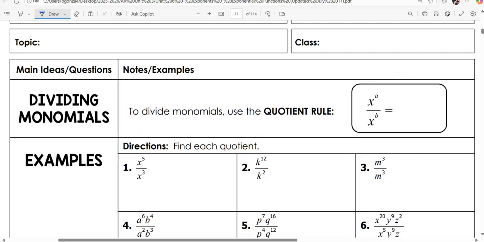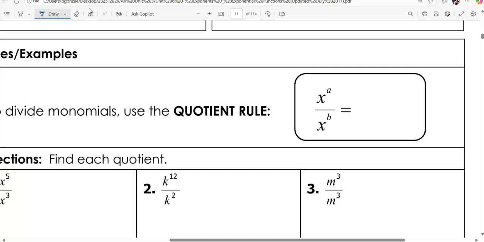All right, write this in. Quotient rule. Y'all ready? Do y'all know what quotient means? It means division, or divide. When you divide, here's what you do. Hey, everyone focus. Look over here. When you are dividing the same base, you're going to subtract the powers. So it's going to be x to the top minus bottom, a minus b. That's the rule, right?